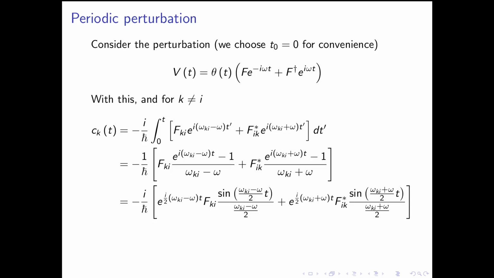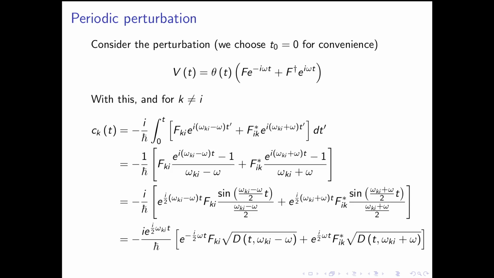So with that, this expression simply becomes this. The sine factors on both terms have been replaced by the square root of d(t, omega_ki minus omega) in the first term, and the square root of d(t, omega_ki plus omega) in the second term. And I've taken the common factor e to the i by 2 omega_ki t out of this bracket. So this is the final form for c_k.